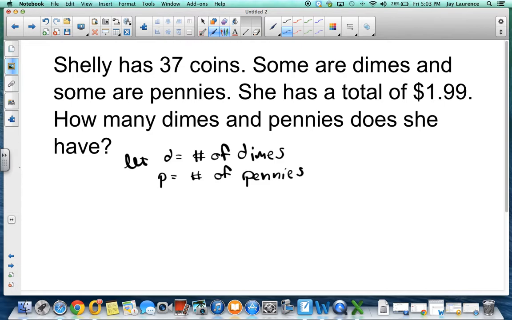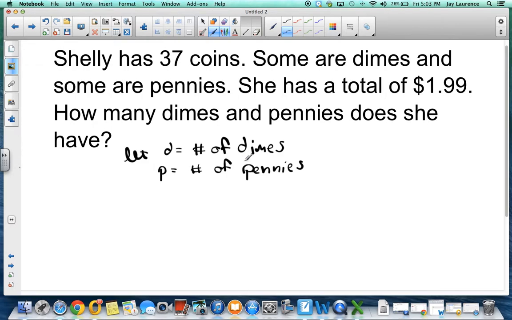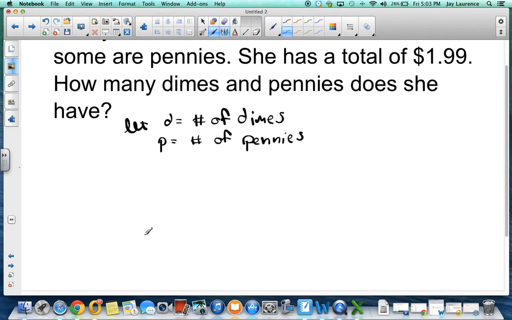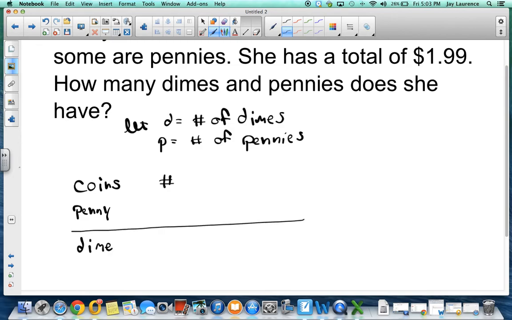I think I did this with a chart in the last video, so I'm going to do it without a chart this time. First thing I'm going to do is write an equation. You know what? Maybe you guys want a chart better. So let's go with coins. We're going to have the type of coins, penny and dime, and then the number. How many pennies and dimes do I have? Well, I don't know. I have P pennies, and I have D dimes.